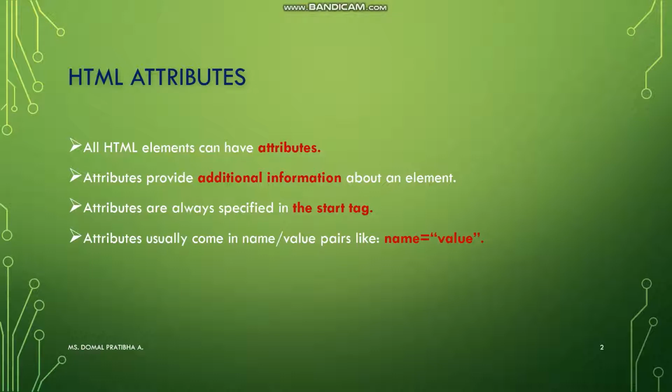Attributes are always specified in the start tag. Attributes usually come in name and value pairs, like name equal to value. The name is the property you want to set. Let's see an example.